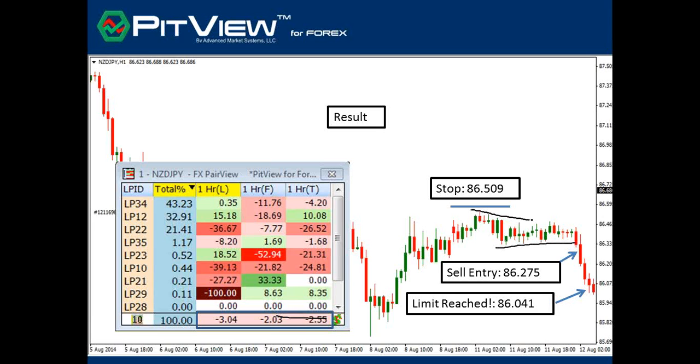We can use simple support and resistance. In fact, that's kind of a descending triangle right in there. You can use just simple support and resistance to enter into your trades, and it doesn't have to be extremely complex, if you will.